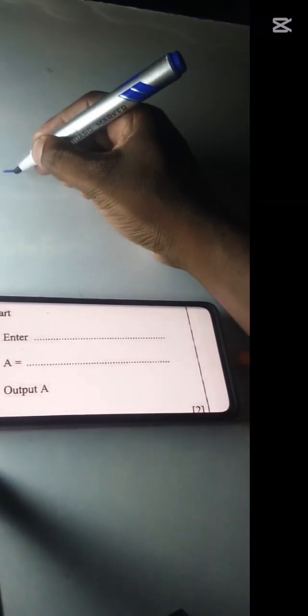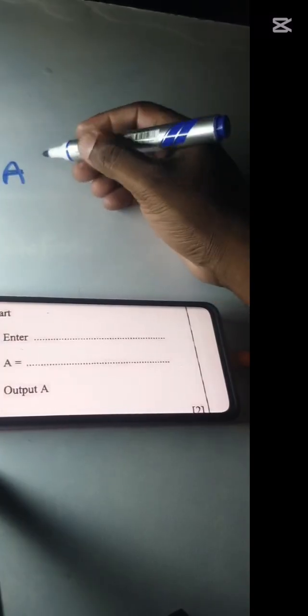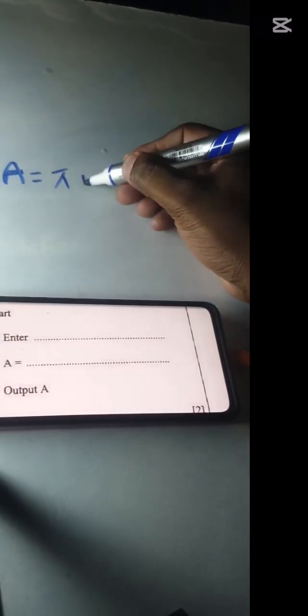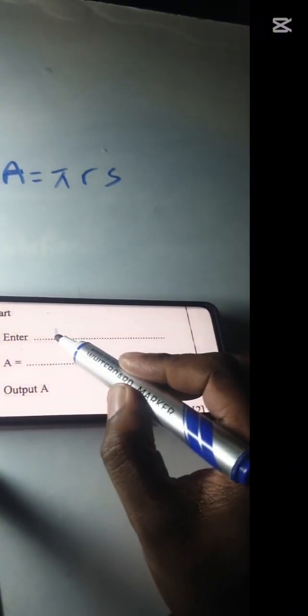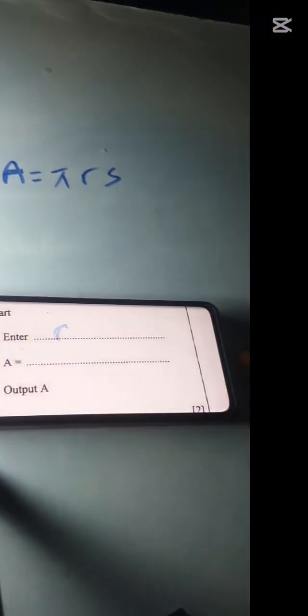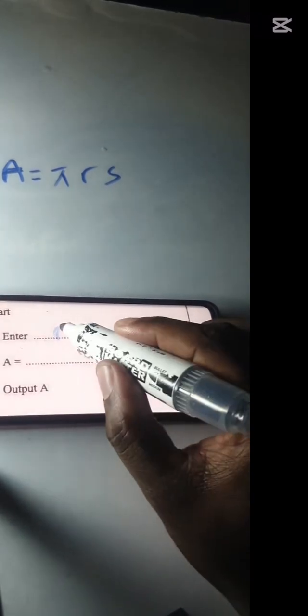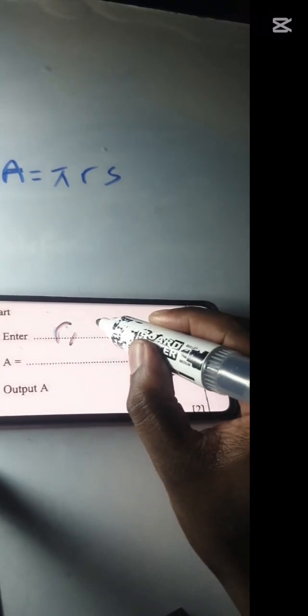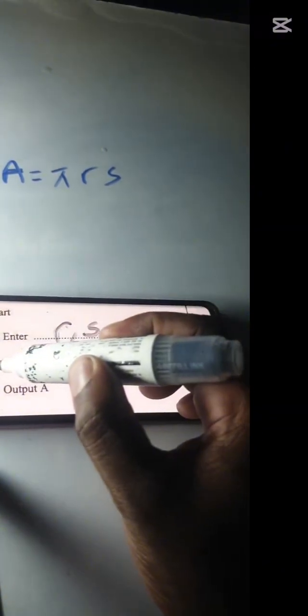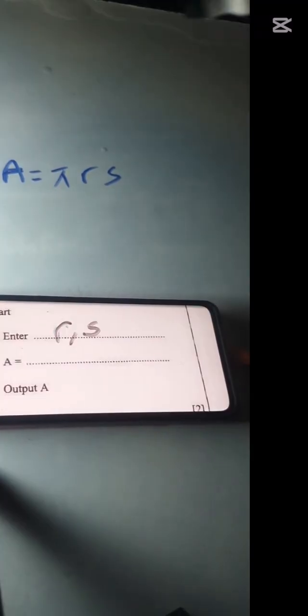Enter. What are we entering? Because now the formula is saying the total surface area is equal to pi radius and then the slant height. So we are entering the radius. When finding, we enter what we need to use to find. We enter the radius, then we also enter the slant height. Then A is equal to the formula, but you write it in the computer language.